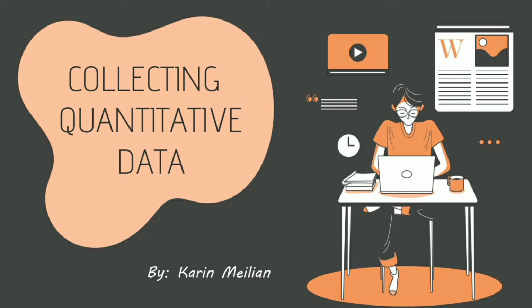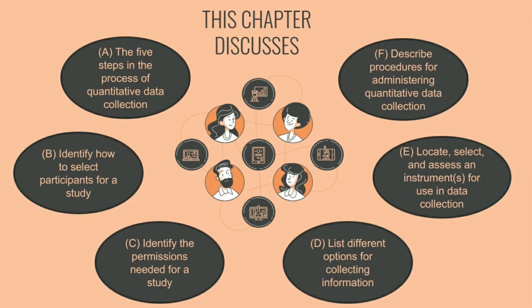Today I want to tell you about collecting quantitative data. In this chapter we will discuss 6 topics. The first is the 5 steps in the process of quantitative data collection. The second is identify how to select participants for a study. The third is identify the permissions needed for a study.